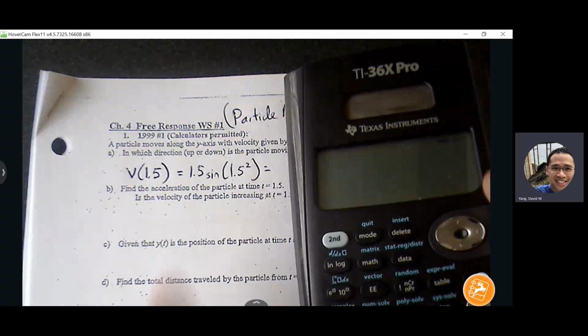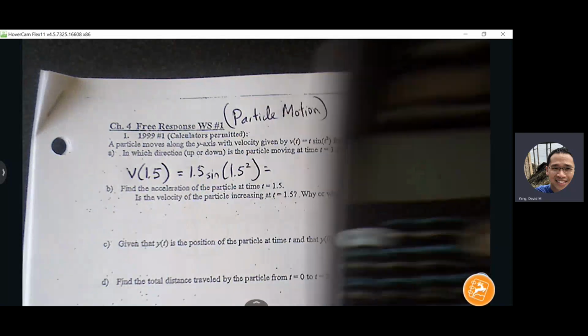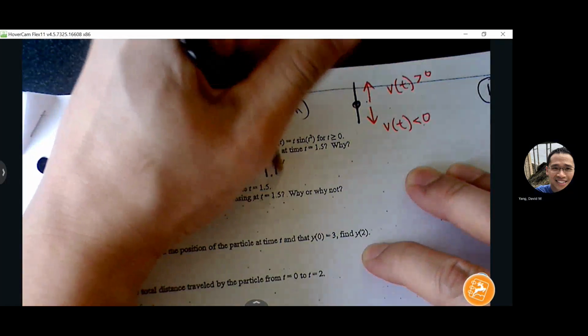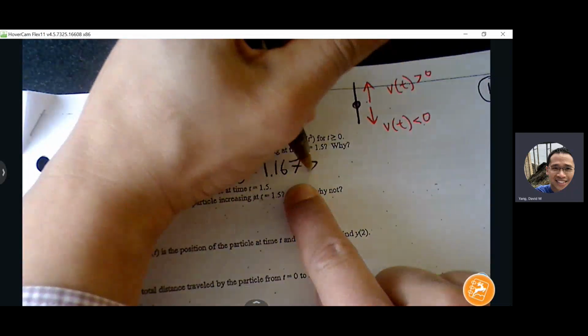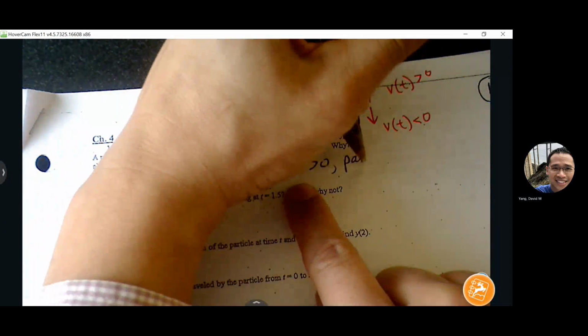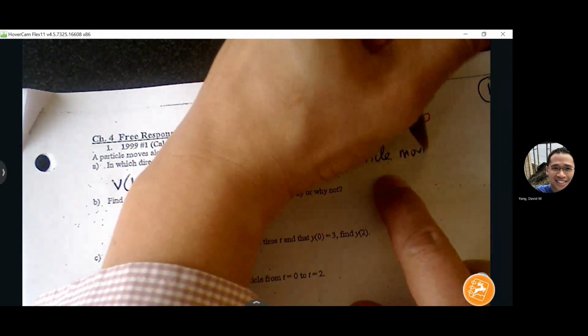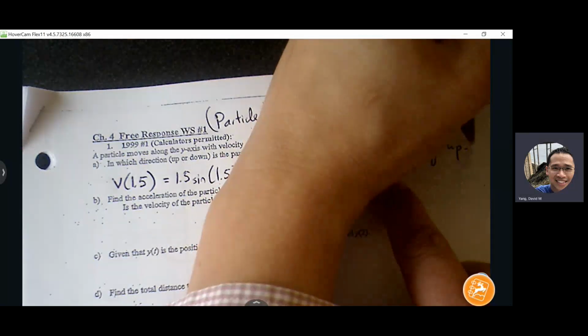Okay, on this, I would just go ahead and enter in as you see it. It's not worth the effort to create a function and plug in. But I think this one we can use over again. It's nice. All right, so what does that tell us? Moving up, right? Our velocity is greater than 0. Positive velocity means particle moving up. And we'll specify at t equals 1.5.